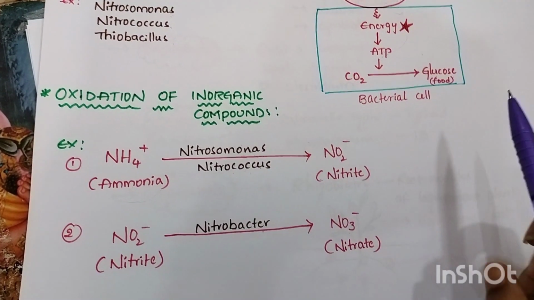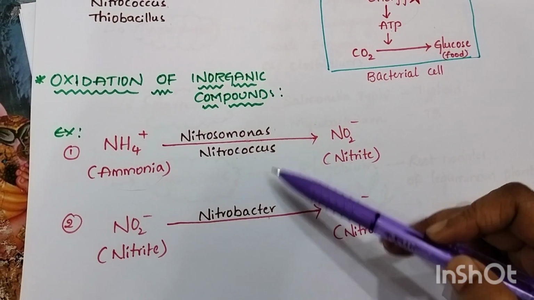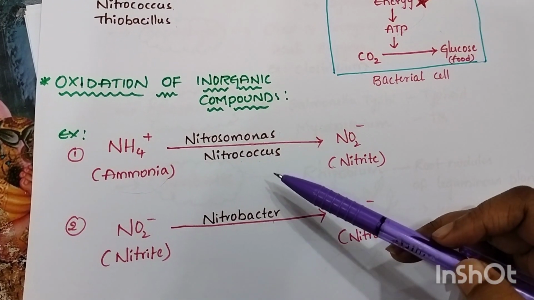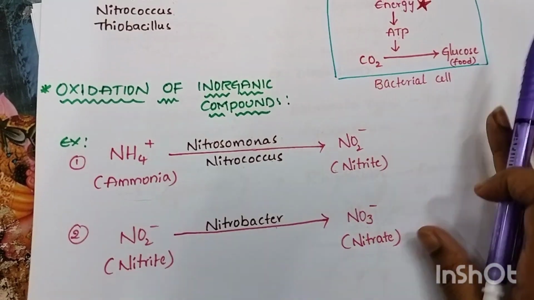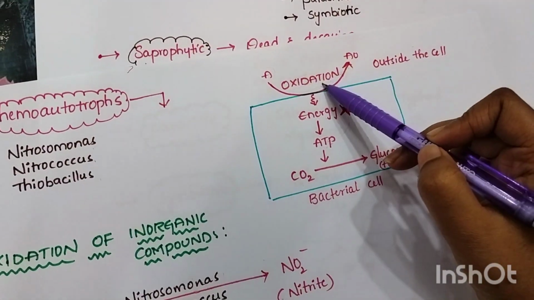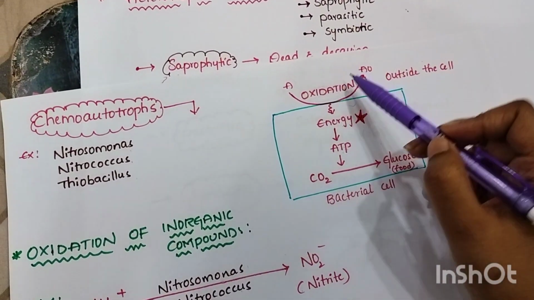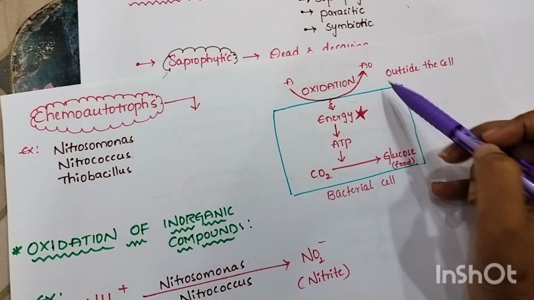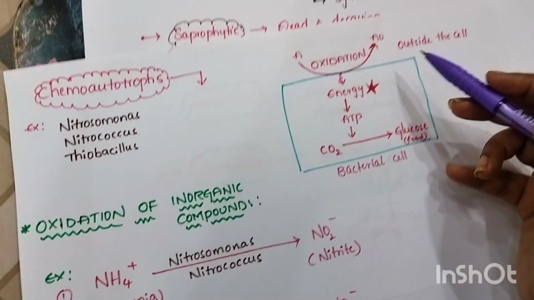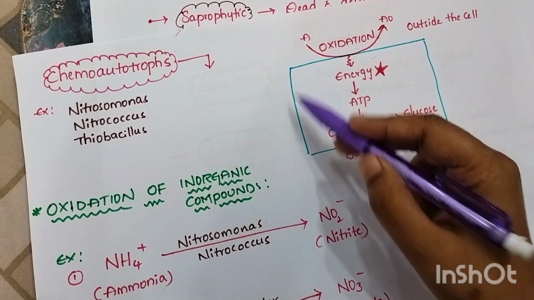Some amount of energy is released, and that energy is utilized by Nitrosomonas, Nitrococcus, and Nitrobacter for preparing their food. So this oxidation step is happening outside the cell. This is the oxidation step. So the entire process is occurring outside the cell by these bacteria. We can say it is Nitrosomonas or Nitrococcus, any bacteria.